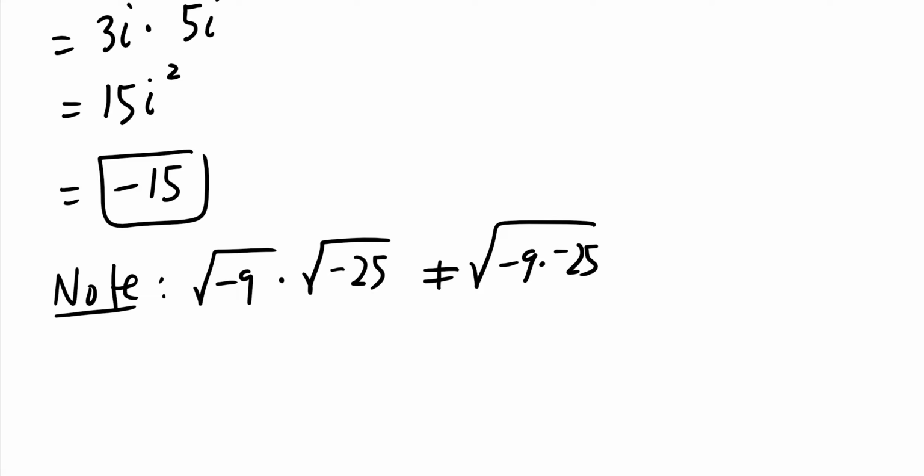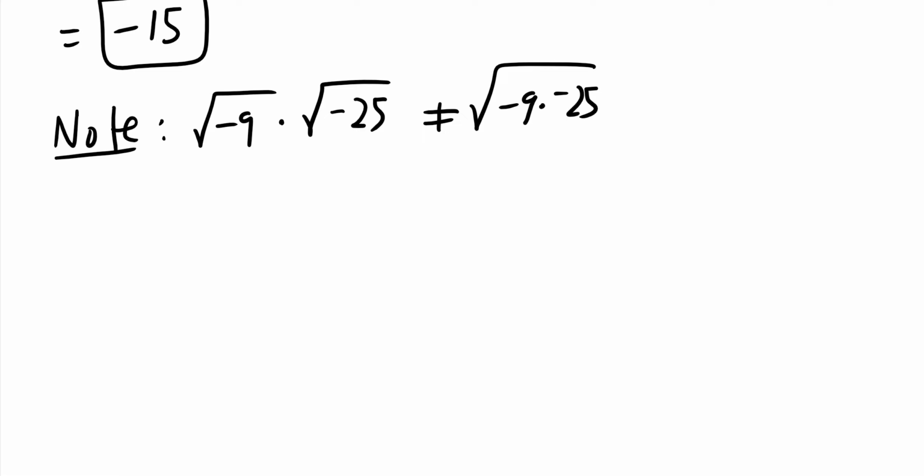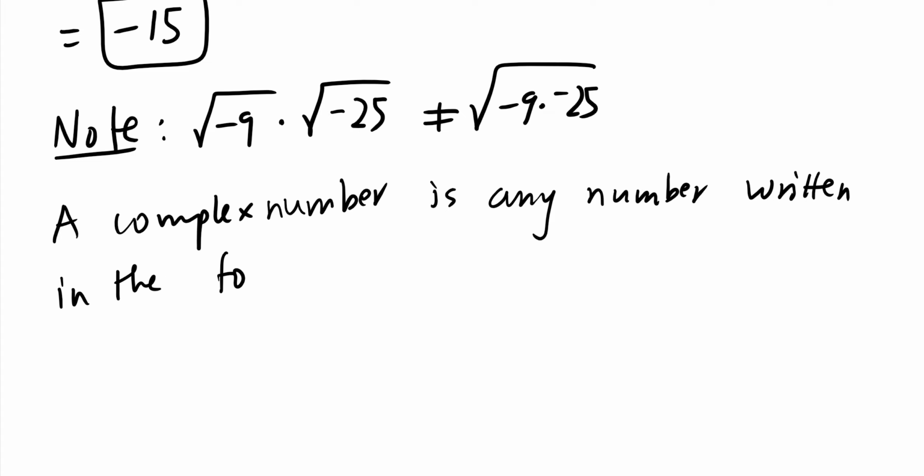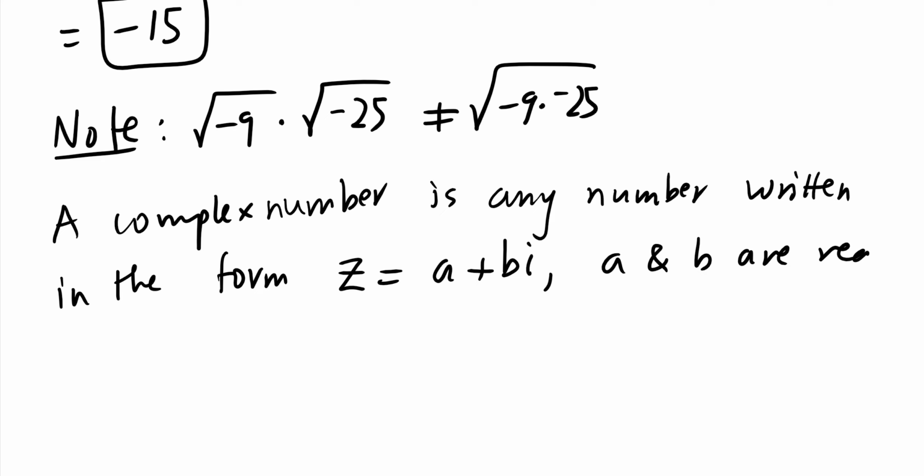Now, having i in there motivates us to introduce what a complex number is. So a complex number, we define it as any number written in the form z equals a plus bi, where a and b are real numbers, and i squared is negative 1.